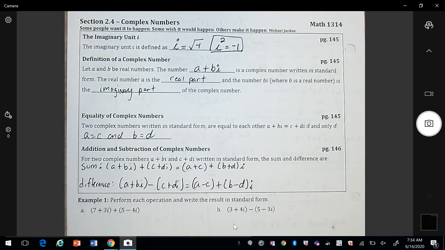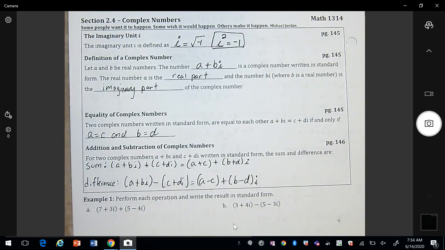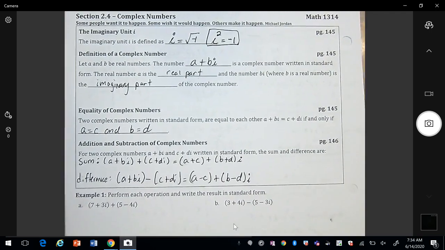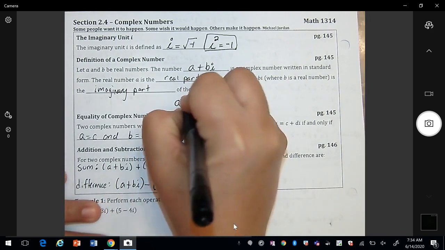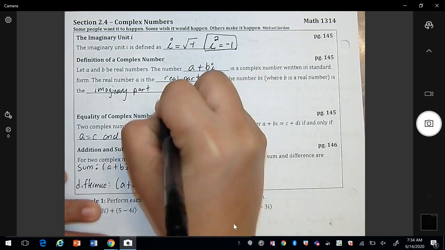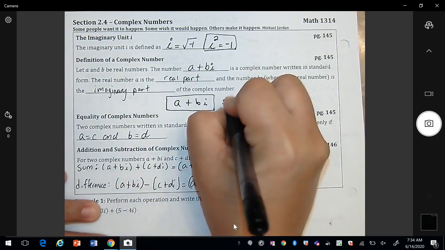Let a and b be real numbers. The number a plus bi is a complex number written in standard form. The real number a is the real part, and the number bi is the imaginary part. Your answers will be asked to be written in standard form. So this is your standard form.